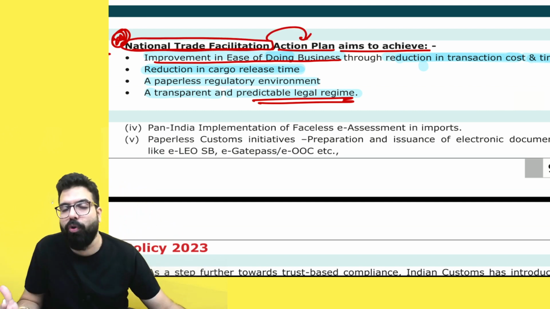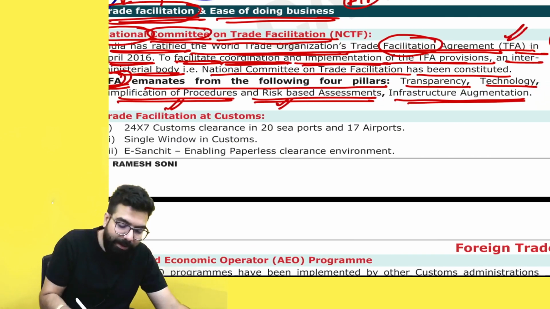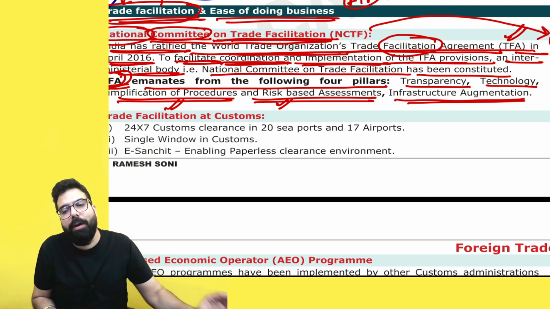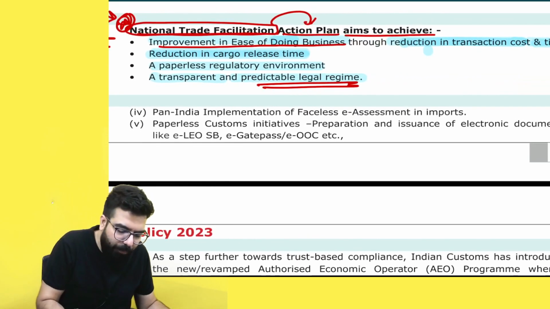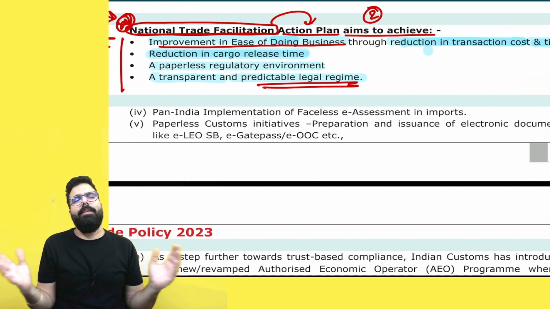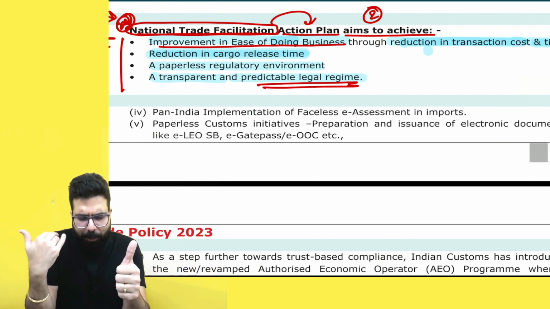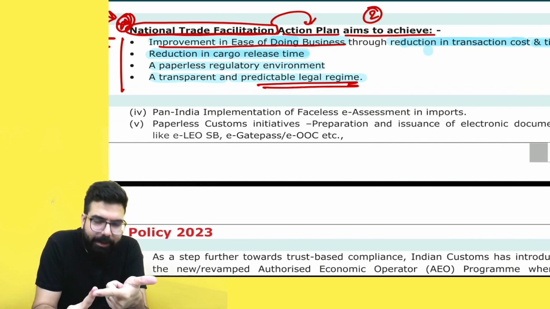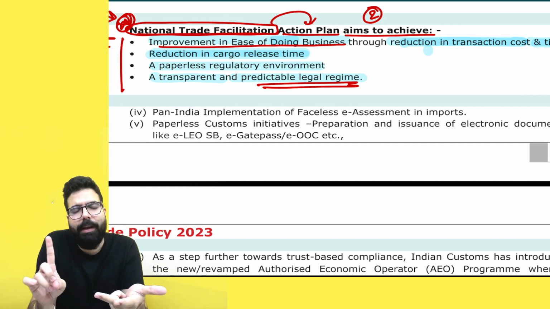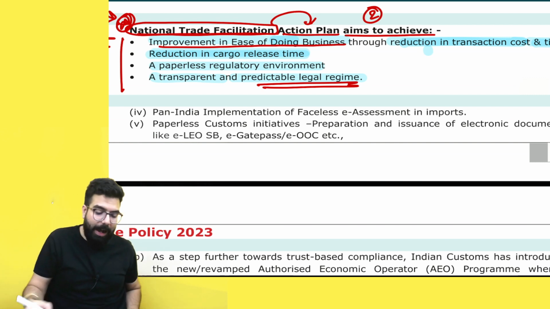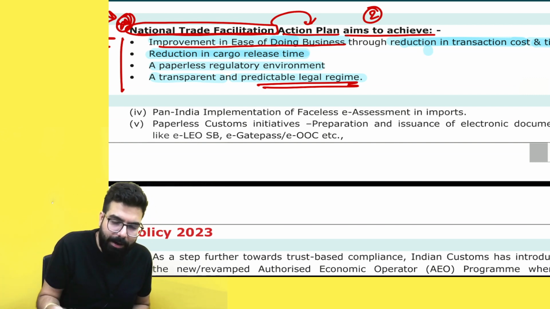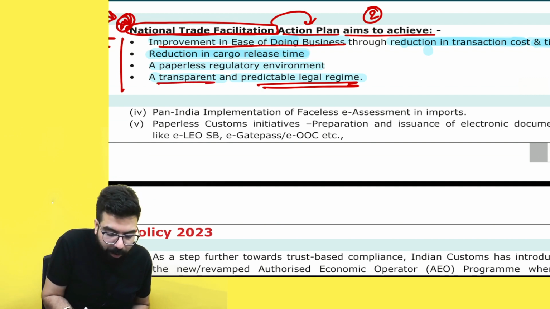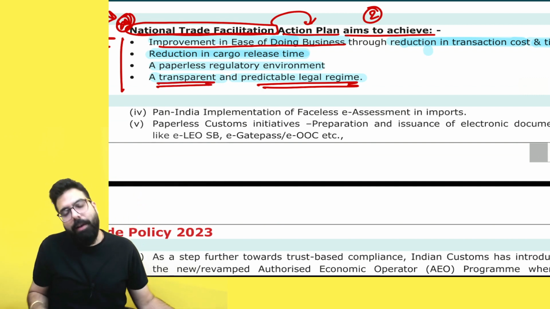Now that the National Committee on Trade Facilitation has come, what will be their action plan? What are the various things they are going to do? Please be careful. They can ask a 2-mark question. Their main work will be improvement in ease of doing business. Secondly, reduction in cargo release time. Thirdly, paperless regulatory environment. And fourthly, what do they want to achieve? They want to achieve a transparent and predictable legal regime.